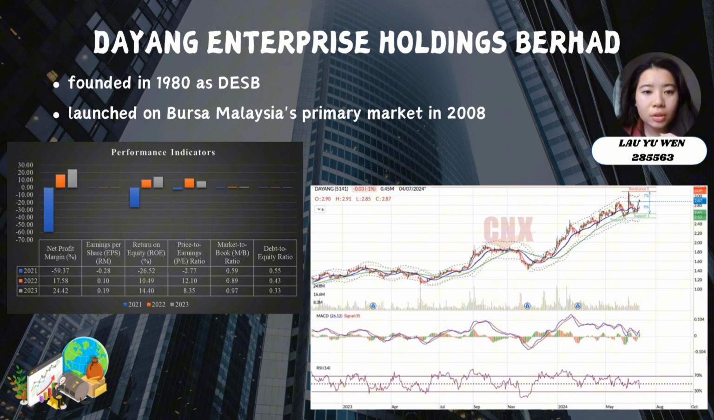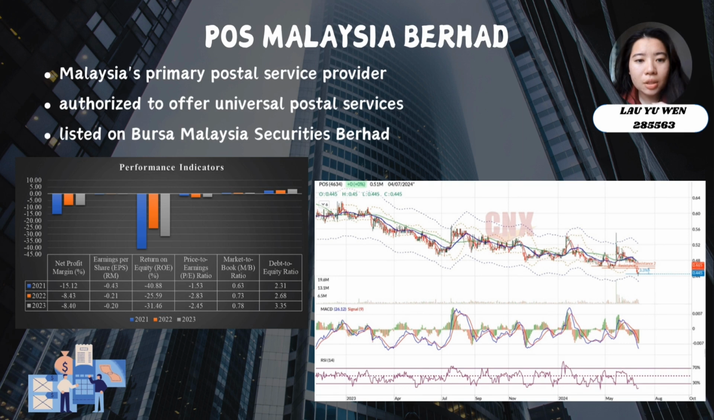Technical analysis reviews consistent share price growth from January to February, suggesting a good buying period. The MACD line has been rising above the signal line since December 2023, indicating a positive trend. The relative strength index (RSI) remains between 30% and 70%, showing neutral momentum. Consequently, Dayang Enterprise Holdings Berhad was chosen as one of the portfolio stocks for the energy industry in the initial formation. Pos Malaysia Berhad is Malaysia's primary postal service provider authorized to offer universal postal services.